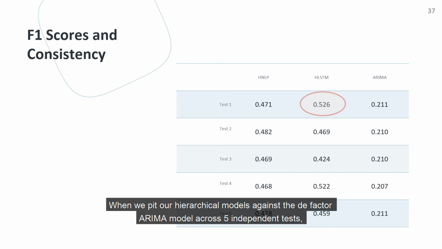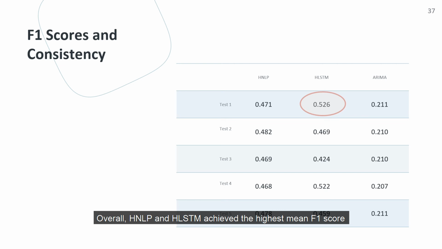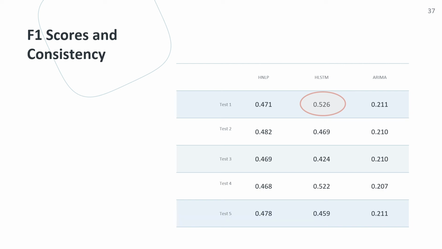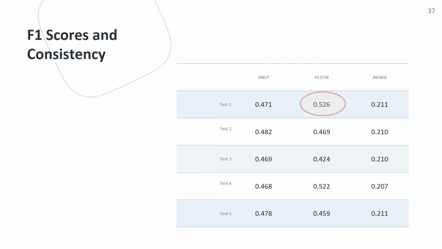When we pit our hierarchical model against the de facto RMR model across 5 independent tests, the results are as such. HLSTM attained the highest F1 score of 0.526. Overall, HNLP and HLSTM achieved the highest mean F1 score, which was roughly twice that of the RMR model. While the RMR model showed the most consistency, we deemed that all 3 models' standard deviation fell within our predefined limits of plus-minus 10%.